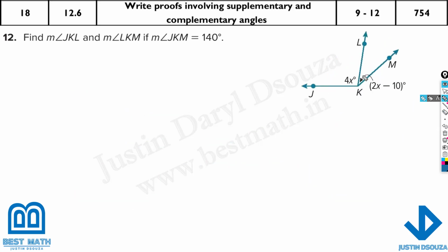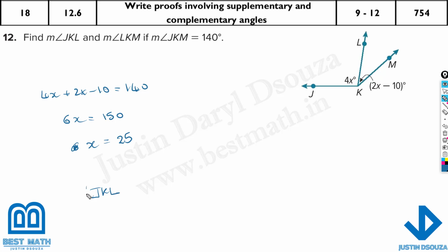The same thing, they have told us this measure and the total angle is also told. So let's solve it up. 4x plus 2x minus 10 is equal to 140. So here we have 6x is equal to, it goes to the other side, will become 150, 140 plus 10. Now divide both the sides by 6, it'll be 25 here, because 6 times 25 is 150. 25, and then we substitute over here.